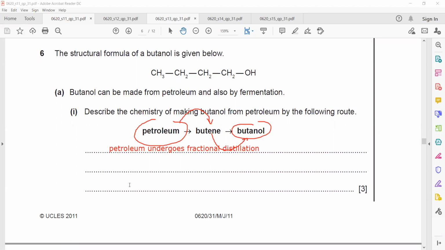Then how do we get butene from the fractions which you obtain from crude oil or petroleum? So we will use cracking of a long chain hydrocarbon. Cracking of long chain fractions produces alkenes such as butene.